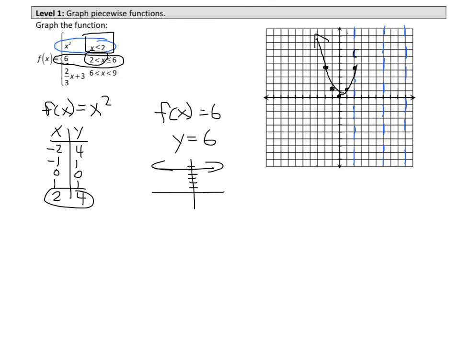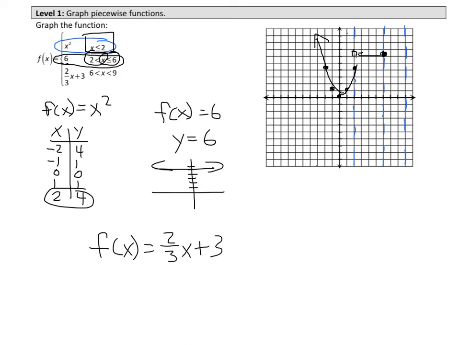Let me try that again. Graphing on this thing is not easy. Okay, and then at 6 I need a closed dot. So it's just a horizontal line with a closed dot here and open dot there. Okay, now I'm ready to graph my third part, which is f of x equals 2/3 x plus 3.